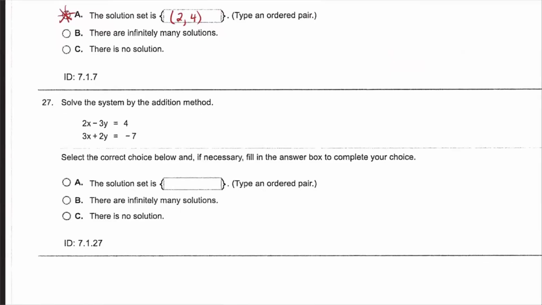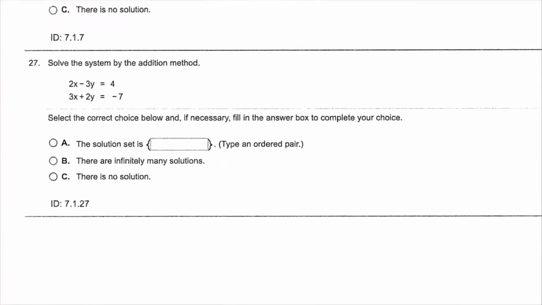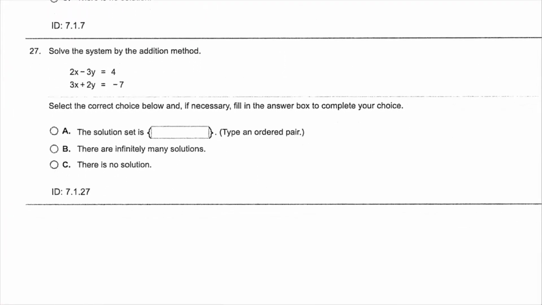Number 27, solve the system by addition. So you can choose which variable you want to eliminate. But the first thing you have to do is line up your x values and y values on the left side of your equation and your constants on the other. That's how you start off with the addition method. Then you decide if you want to eliminate the x values or the y value first, because the addition method is also known as the elimination method.